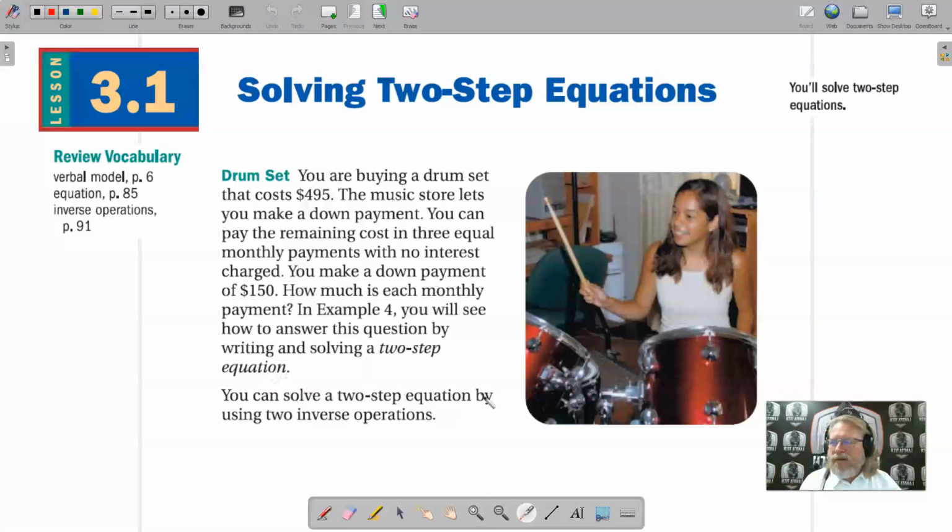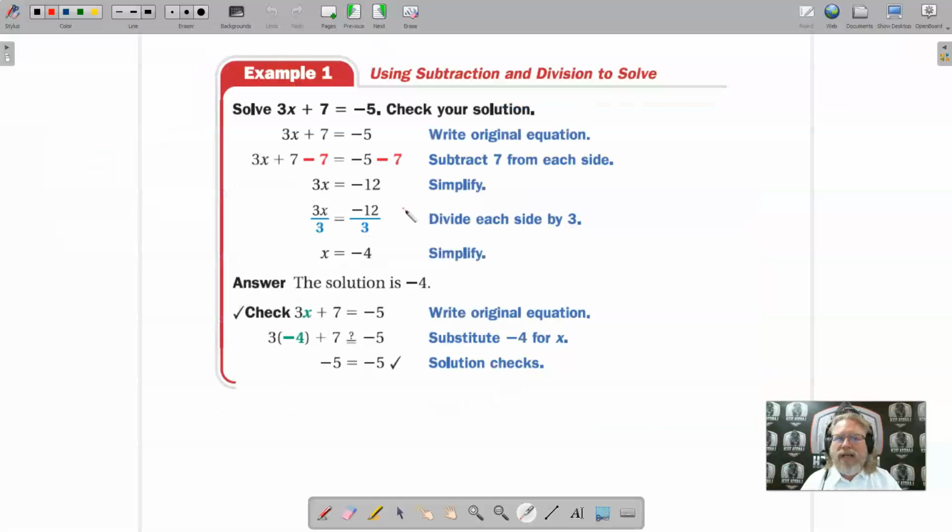So you can solve a two-step equation by using two inverse operations, and we learned what inverse operations were in previous lessons. That is to say that addition and subtraction are inverse operations to each other, and likewise multiplication and division are inverse operations to one another. So we're going to undo addition with subtraction and subtraction with addition, and we're going to undo multiplication with division, and division with multiplication. So let's take a look at our first example here.